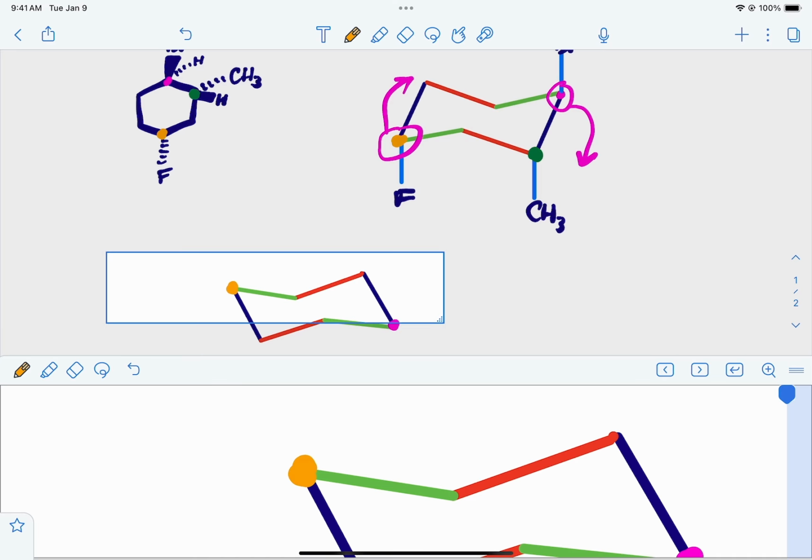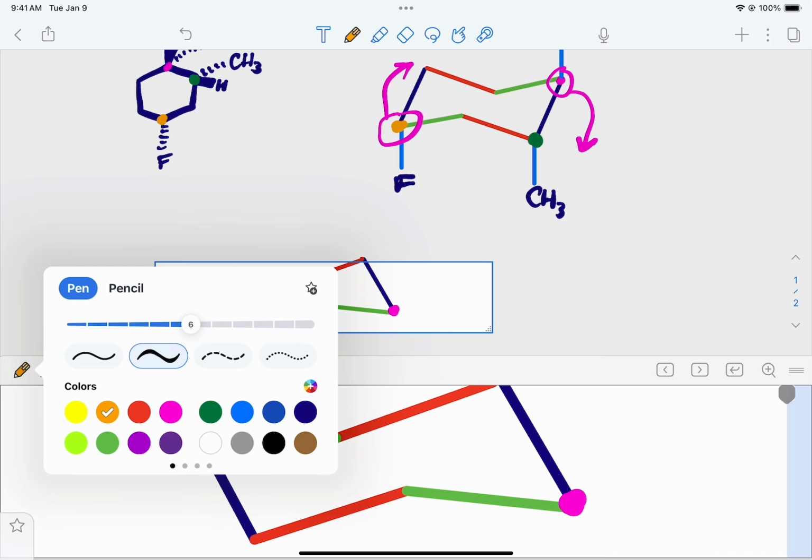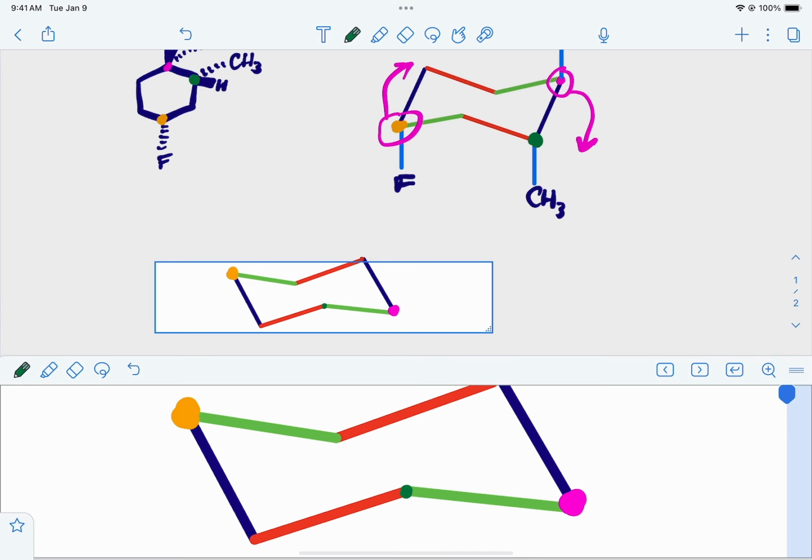Right? So where does our dark green carbon go? Well, it's one carbon clockwise around the ring from the pink carbon. So now we've identified where all of our groups are going to go. Let's figure out if they're going to be axial or equatorial.